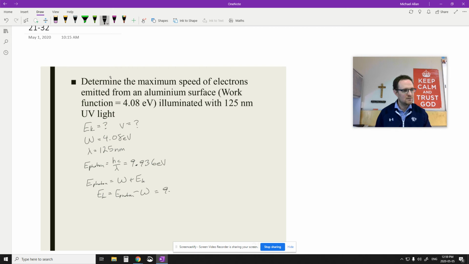So that's going to be 9.936 electron volts minus the 4.08 electron volts there. So minus 4.08, and you get 5.856 electron volts of kinetic energy. So this is the maximum kinetic energy here. I probably should mention that. It's always going to be the maximum.